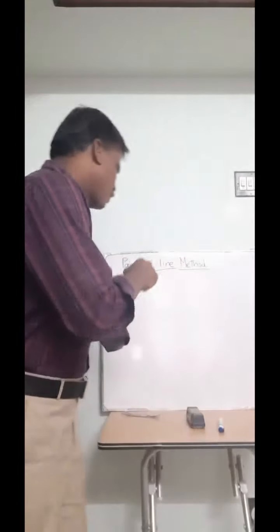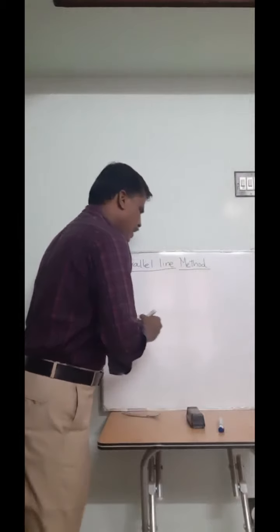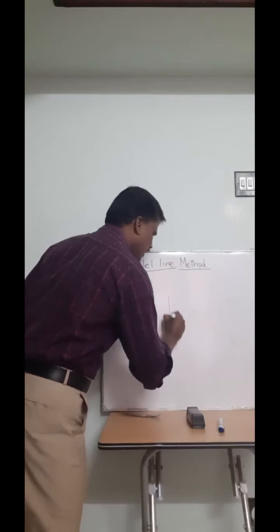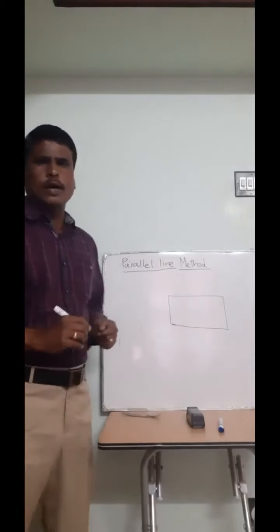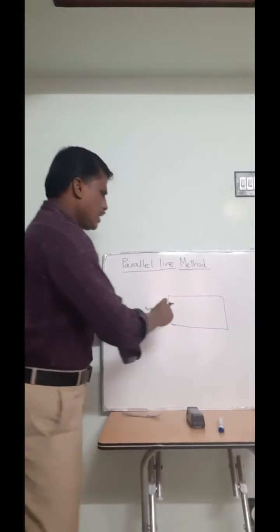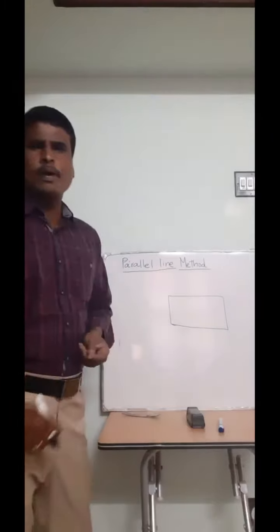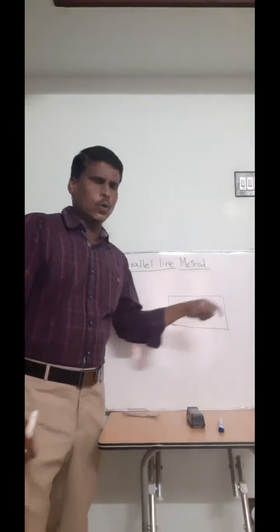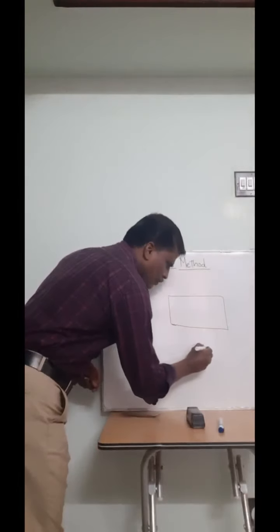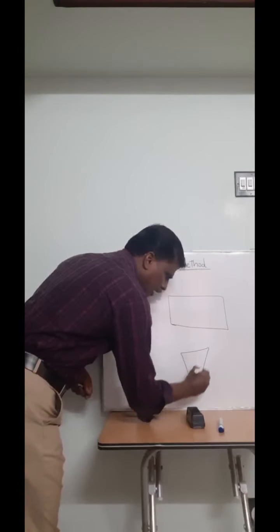So if I open a prism or a cylinder, the profile I get will be in the shape of a rectangle. So if I open a prism or cylinder, then the development obtained will be in the shape of a rectangle. Whereas if I open a pyramid or cone, then the development shape will be in the form of a triangle.